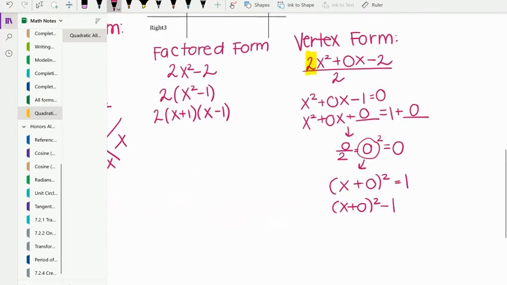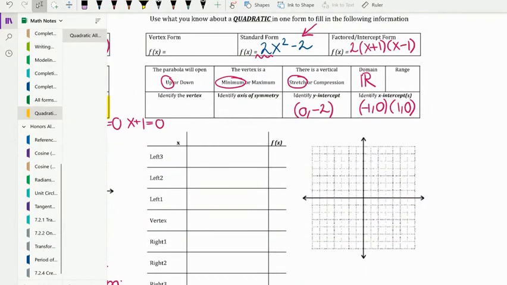And then the last step is to multiply everything by 2, because we took out a 2. So it'll be y equals 2 times (x plus 0) squared minus 2. All right, so that is our vertex form. So now we can answer the vertex. So the vertex is (0, -2), because we have vertex form. And then because we have the vertex, we can find the axis of symmetry, which is just always the x value of the vertex, which would be x equals 0.